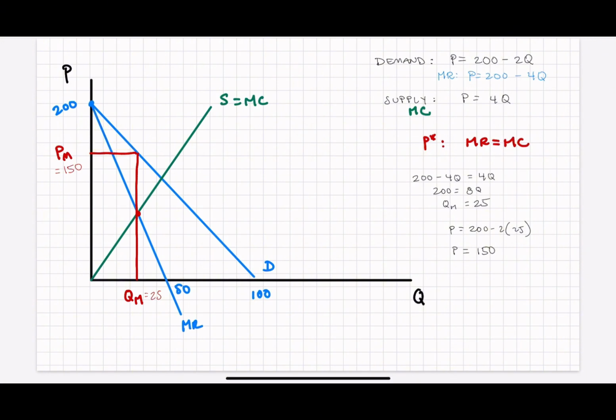Now, to calculate profits, we'd want to include one more curve, and that would be the average total cost curve. And based on that curve, it would be price down to the average total cost. This area here, this rectangle, is the profits of the monopolist, and there's positive profits.